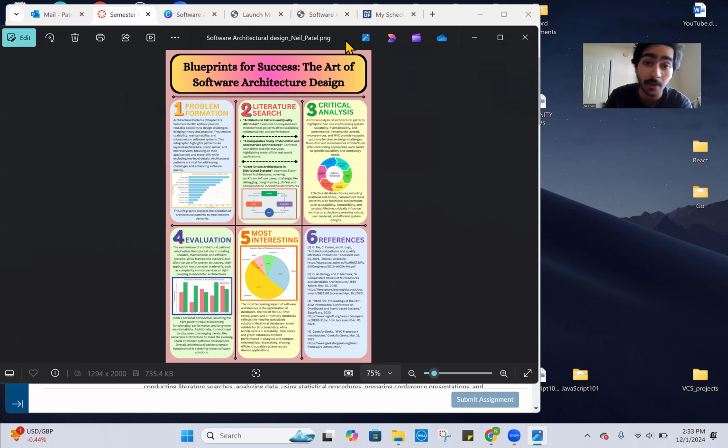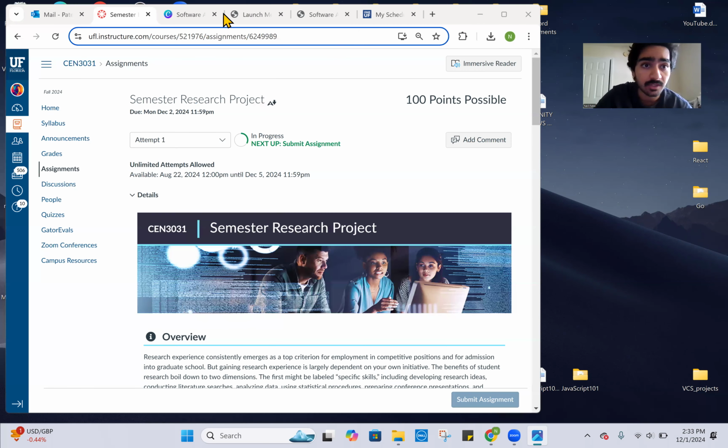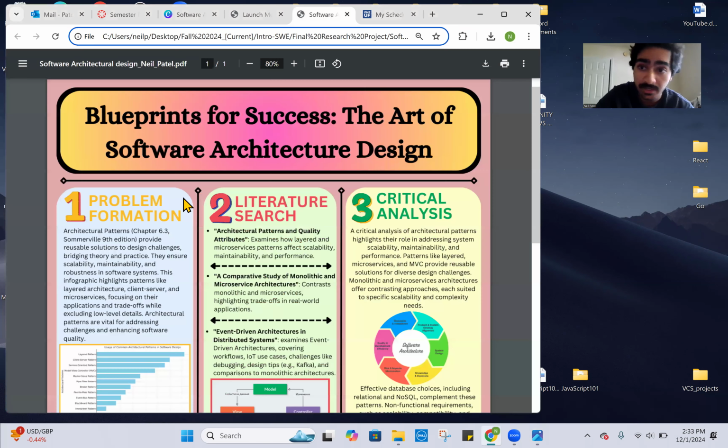I did this one because I'm really interested in software architecture, all factors of it. We have scalability, maintainability and functionality. These are all very important. And so let's dive deeper into these topics. Let's take a look at the PDF right here.